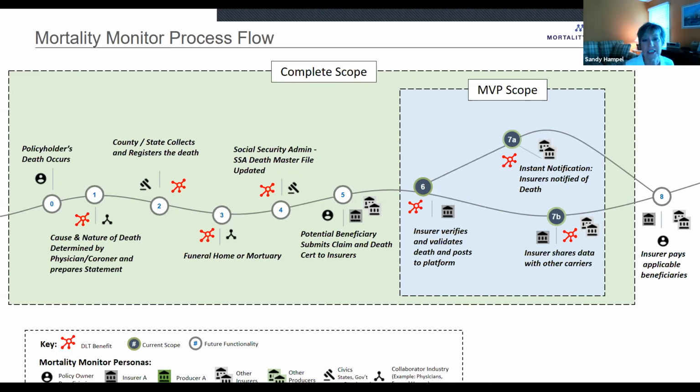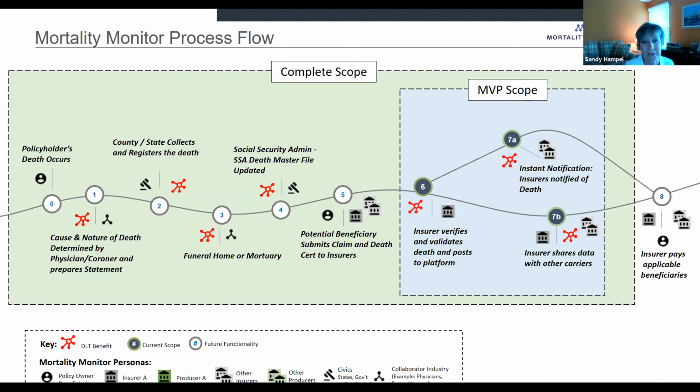Once the insurer is notified of the data, they'll assemble that information, verify it, and validate that the deceased individual is in fact their policyholder and did have an active policy or coverage at the time of their death.